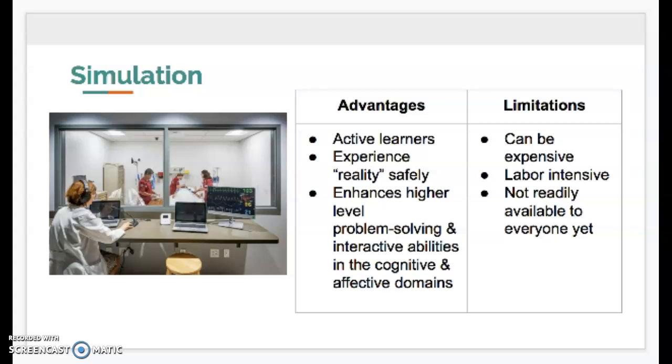Just like other methods, simulation has some advantages and limitations. Simulations can be expensive, they take up space, and require training, which results in them not being readily available for all students. However, simulations' interactive way of engaging learners to experience situations close to reality was clearly evident in the studies we saw in improving learners' skills.